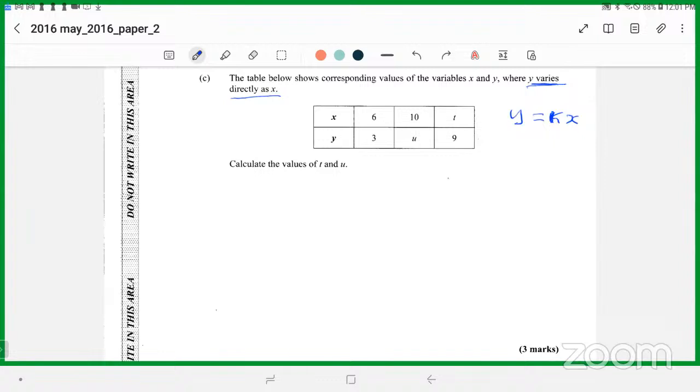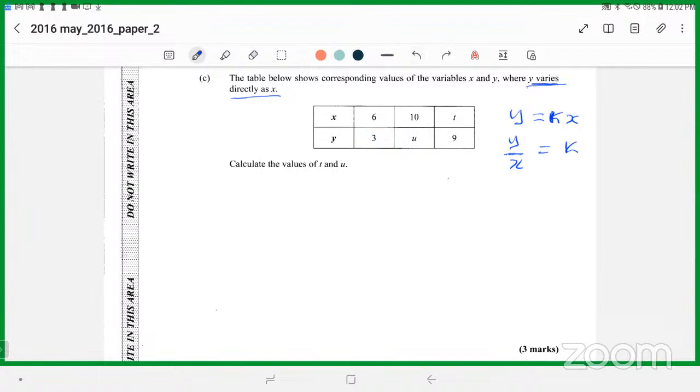So what you do with this equation that we have established based on the variation is make k the subject, because the k is a constant. What this is saying is that if we divide by the x, then k will be equal to y over x. What this means is that y over x is always the same. The y over x is a constant value. The y value divided by the x value is constant.